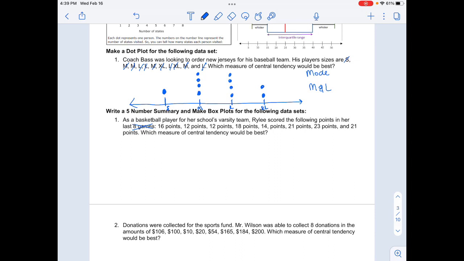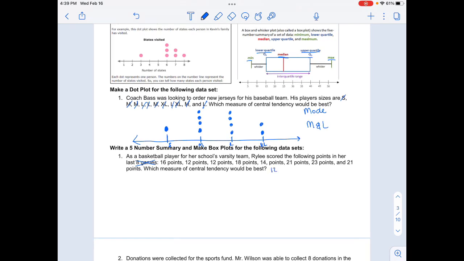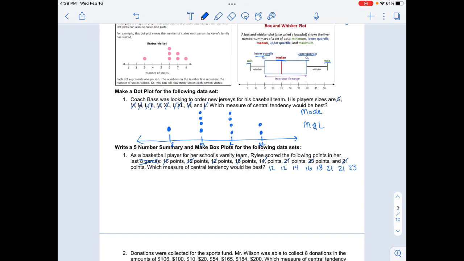So we have to find the median. That's one of our things in our 5-number summary. So we need to order these from smallest to biggest to start. So I have 12 and 12 and 14 and 16 and 18 and 21 and 21 and then 23. So now that I've ordered them, I can create my 5-number summary, my minimum, my quartile 1, my median, my quartile 3, and my maximum.